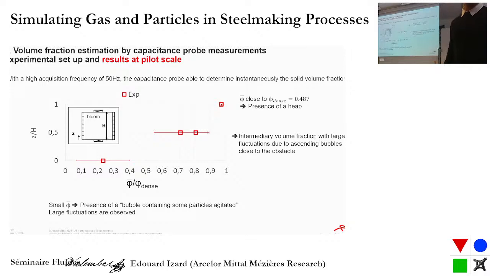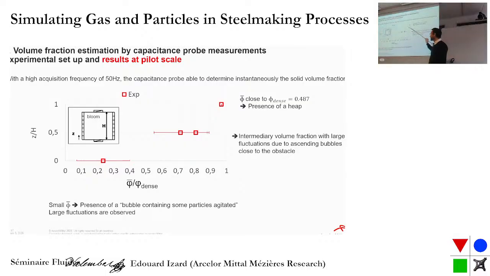In fact, what we can plot is 3 values. So here I'm plotting a sort of profile: at the top, at the bottom, and in the middle. You see that the mean volume fraction is nondimensionalized by the dense volume fraction. You see that at the top of the bloom, we have something very close to the dense state.